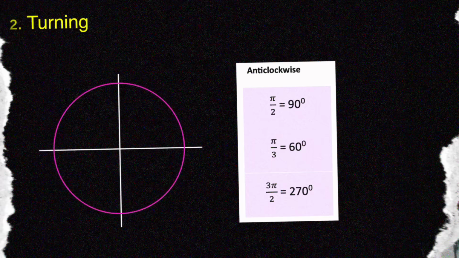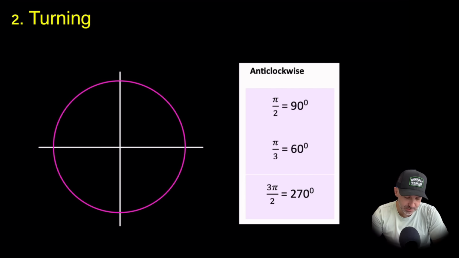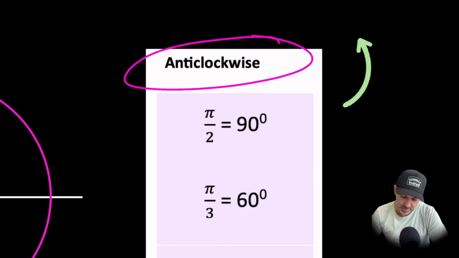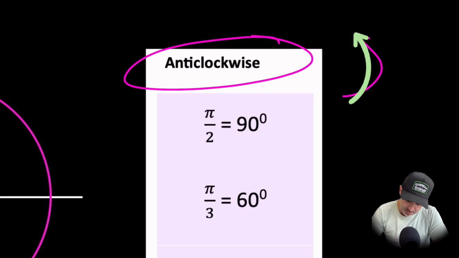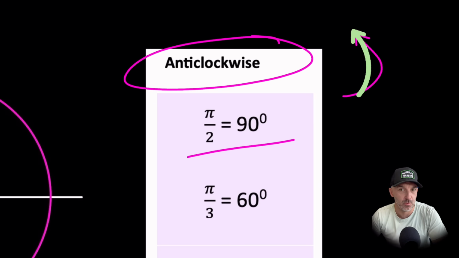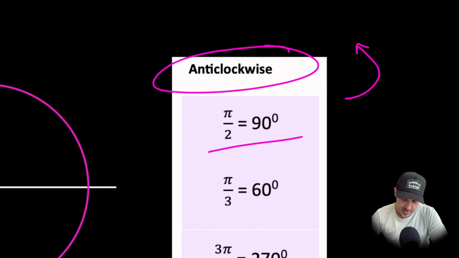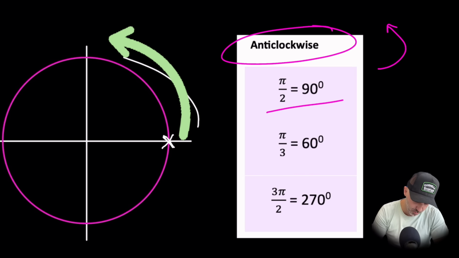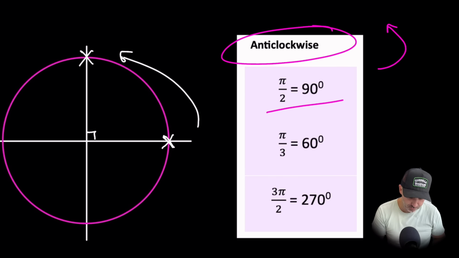Righty then. Okay, so let's briefly talk about turning in the correct direction. The default is anti-clockwise. That is, if the angle is positive, then we will turn anti-clockwise from the starting position. So what does that look like? Let's look at 90 degrees. If we start here and move 90 degrees anti-clockwise, we will move to the top here. Therefore, that is a 90-degree turn.